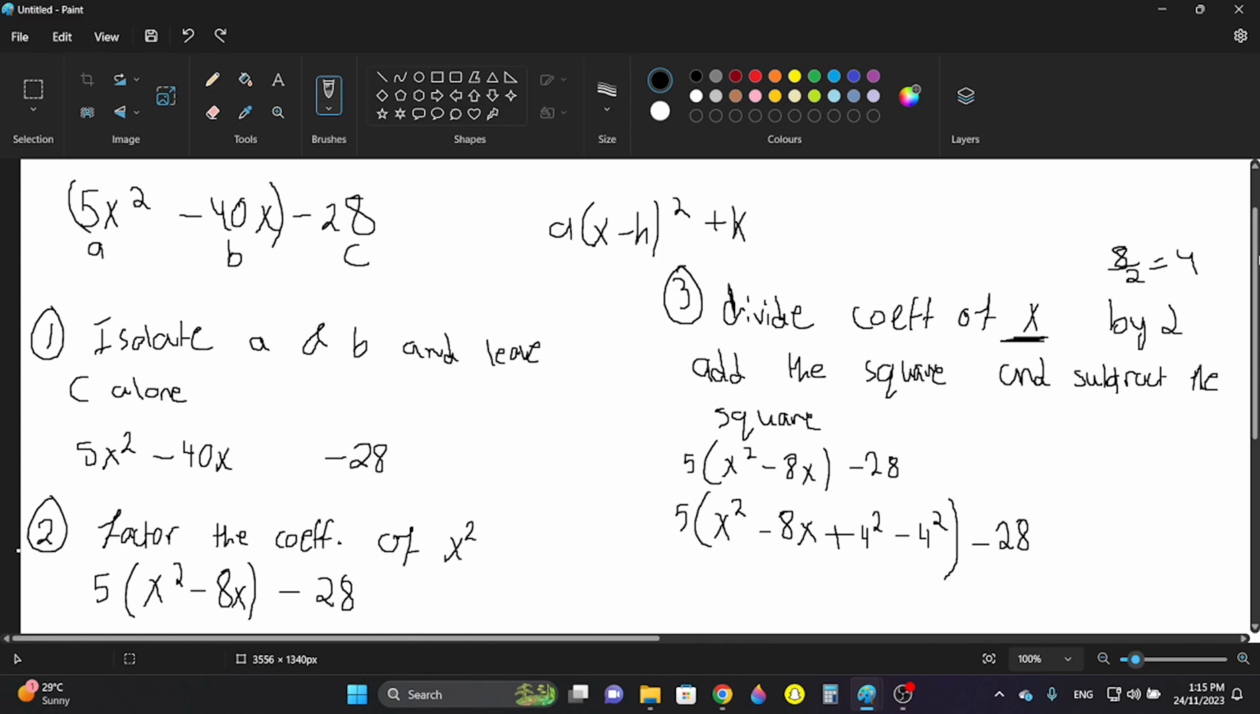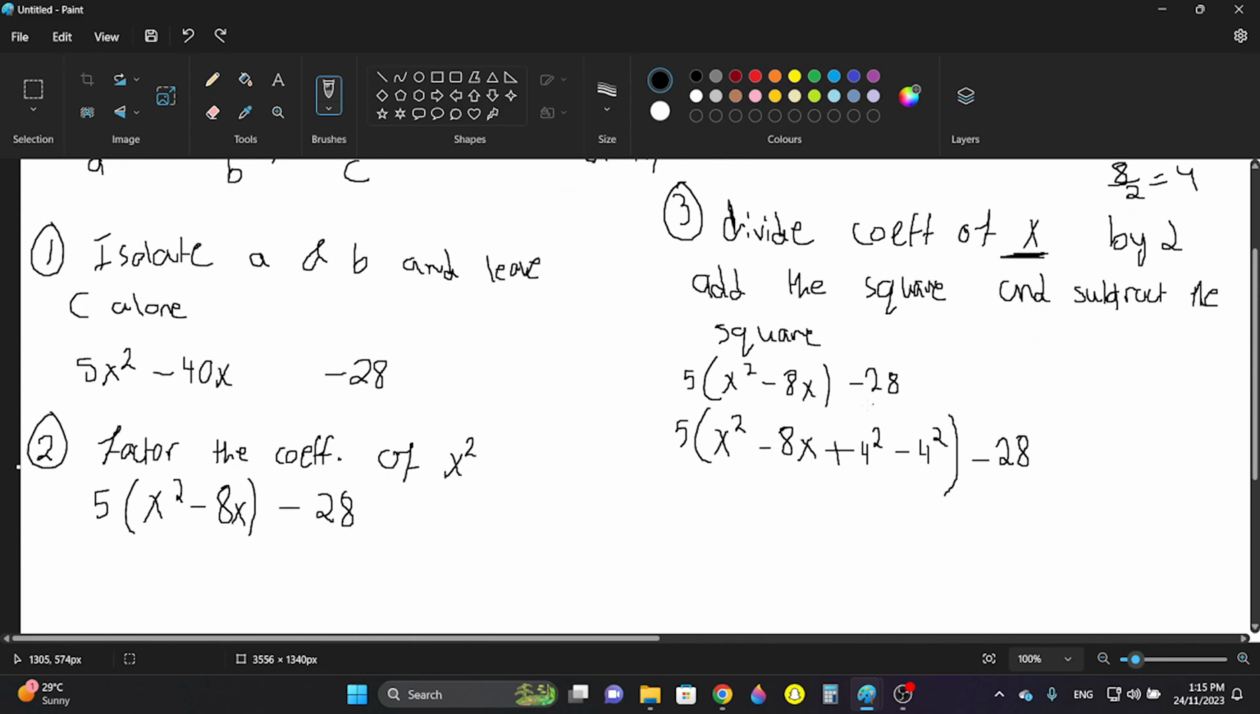Okay, now let's clean this up a bit. This is turned into 5x squared minus 8x plus 4 squared, which is 16, minus 4 squared again, which is 16. You have this minus 28 out. Okay, now the step here, which is step 4. Okay, factor the insides.